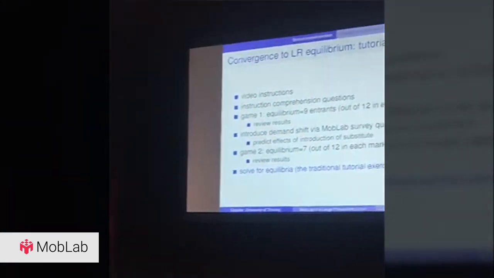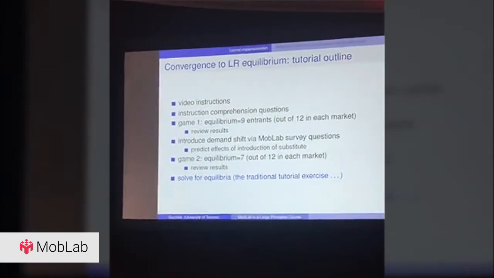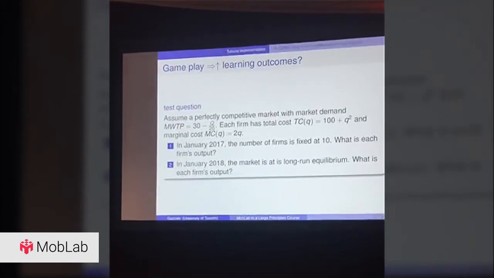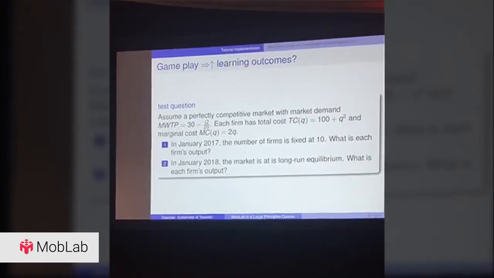And so at this point, I'm introducing a demand shift where they're doing it themselves, but we're going to play game 2, the equilibrium, where 7 out of 12 in each market enter. And so they are living the model which we present in the textbook, or which I should say Alex presents in the textbook. And then afterwards, we're going to do the traditional tutorial thing of solving for the equilibrium once students have already, in essence, found the equilibrium themselves.